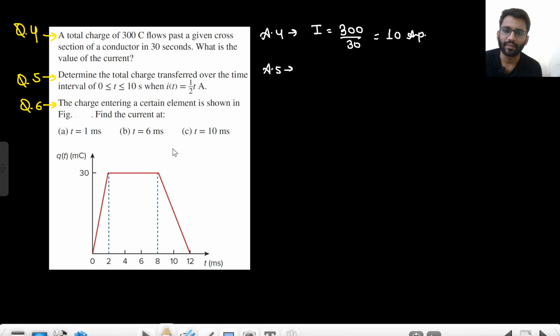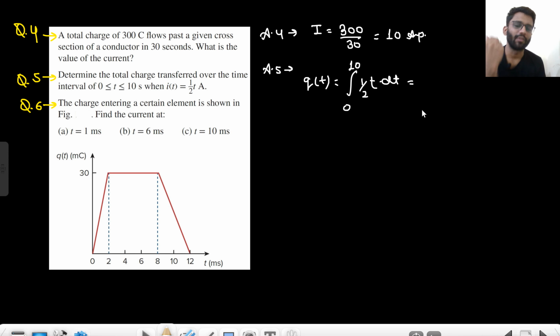Now answer 5. Determine the total charge transferred over the time interval of 10 seconds, and it is given like this. So what is q(t)? q(t) is the integration from 0 to 10 seconds of 1 by t dt. So it will be t square by 4. So 100 by 4, that means it will be 25 coulomb. Just the integration with limit from 0 to t. Okay, answer 6. This kind of problem we have already solved, but here also we will solve.